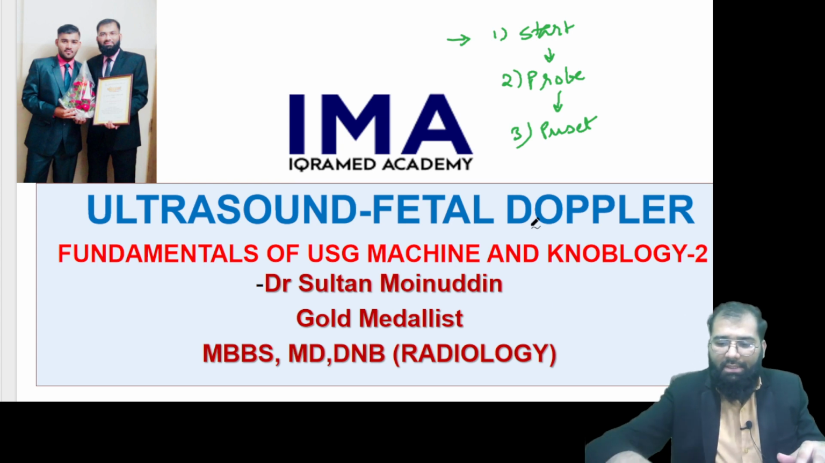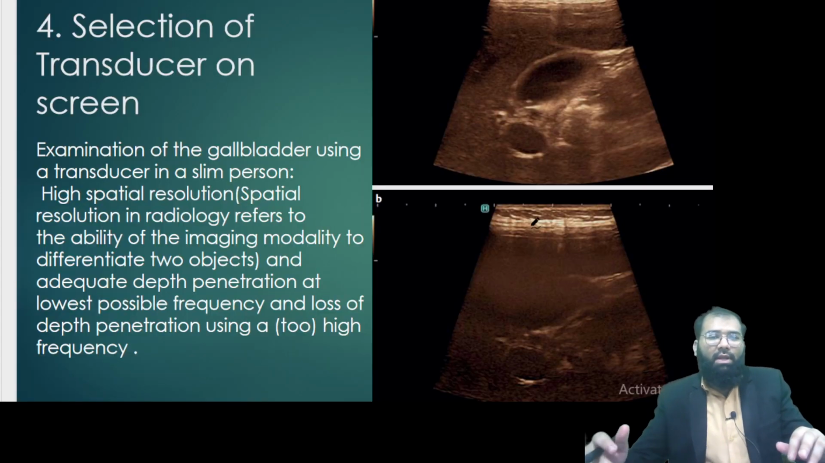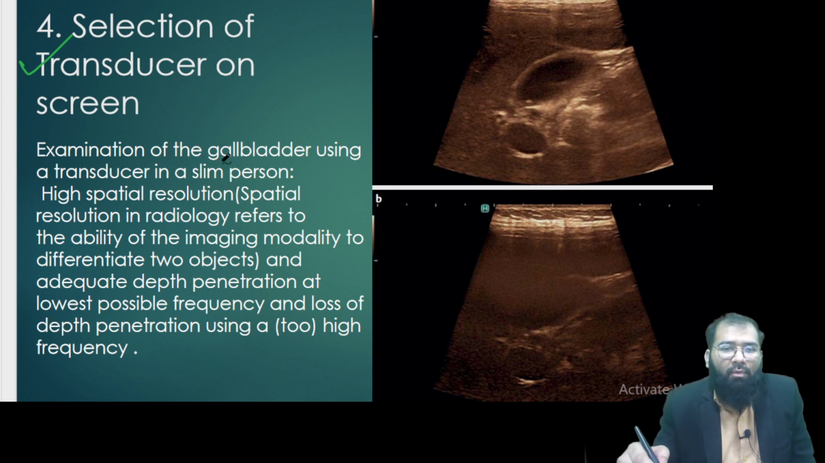That is, we'll be discussing Knobology Part 2. So without any delay, let us start. Now, selection of transducer. This is what you have to select depending upon whether the patient is fat or whether the patient is thin. So here you have two images.